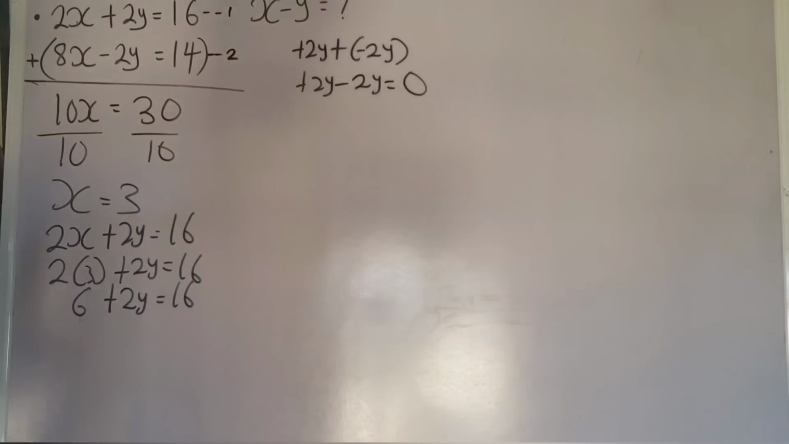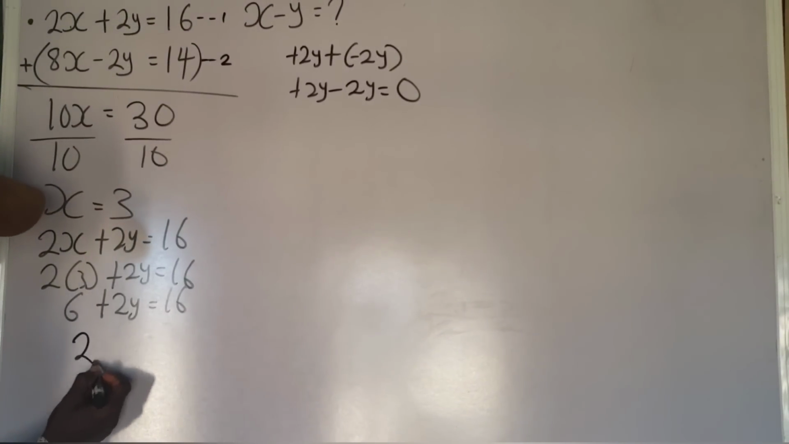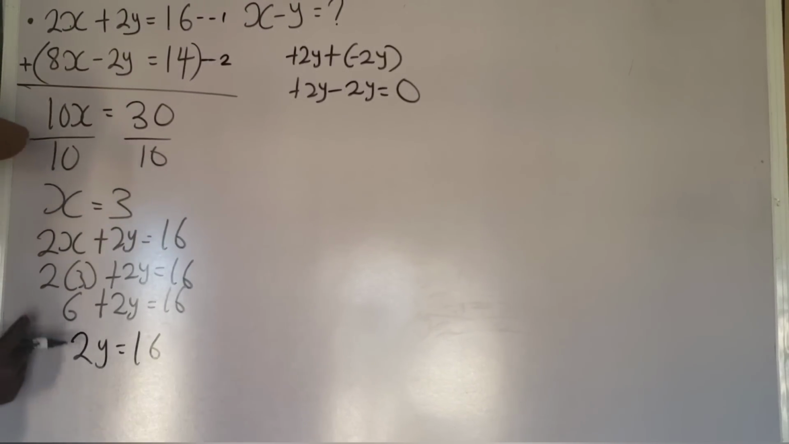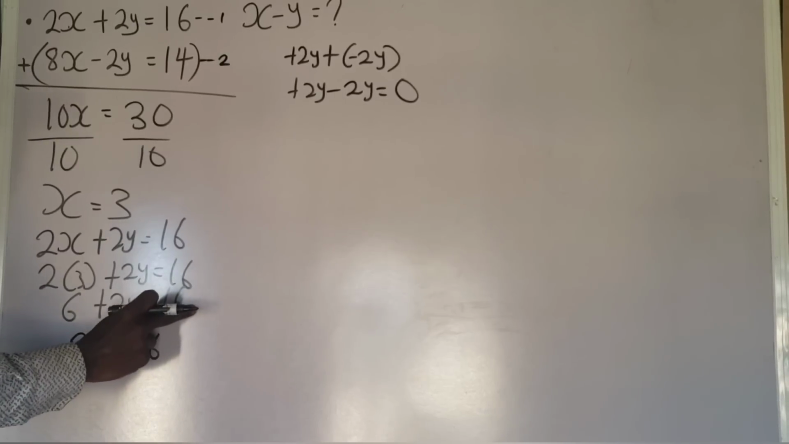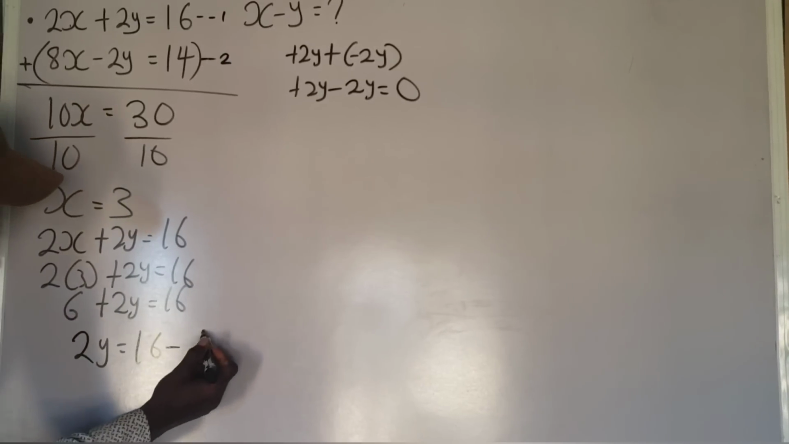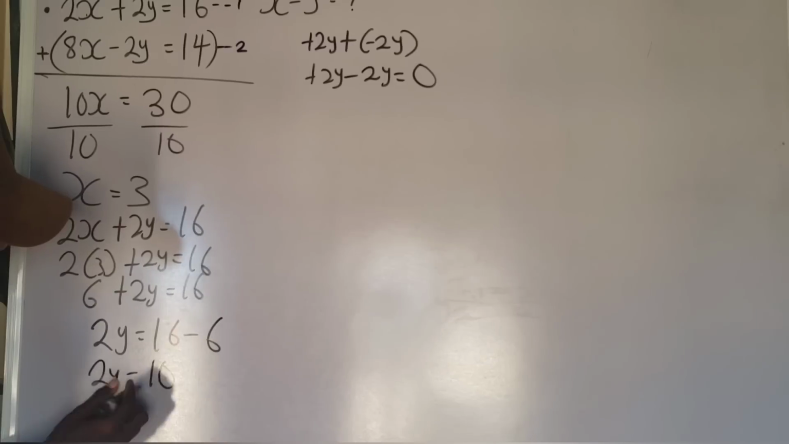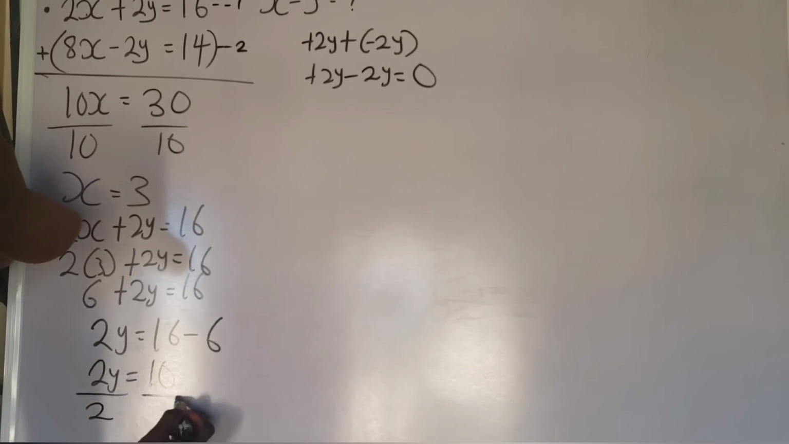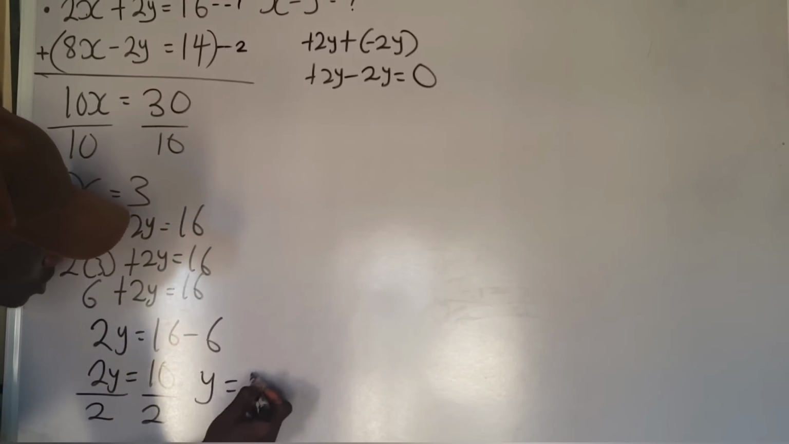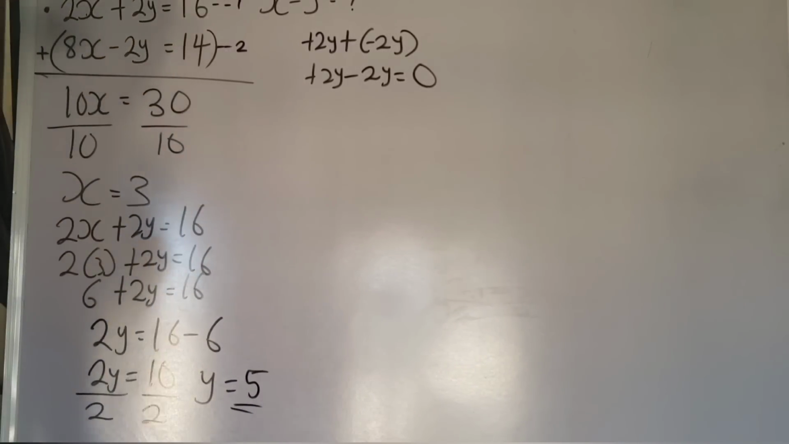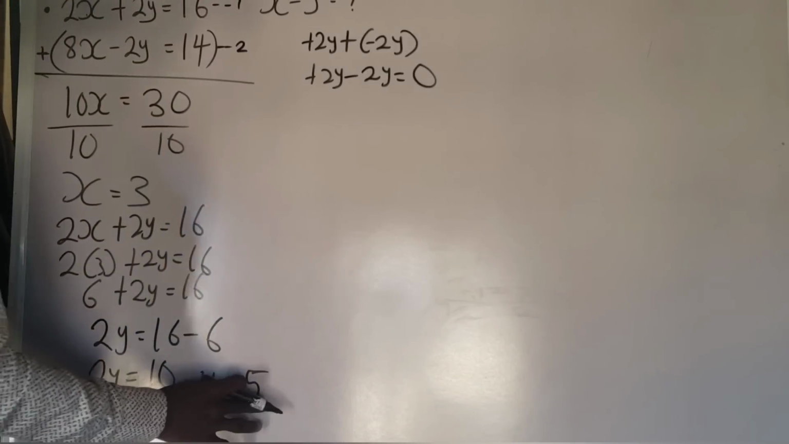Now, for this, I'm going to have 2y is equal to 16. If 6 crosses the equals sign to the other side, I'm going to have 16 minus 6. So 2y is equal to 10. I'm going to divide both sides by 2. y is equal to 5. Now, x is equal to 3 and y is equal to 5.